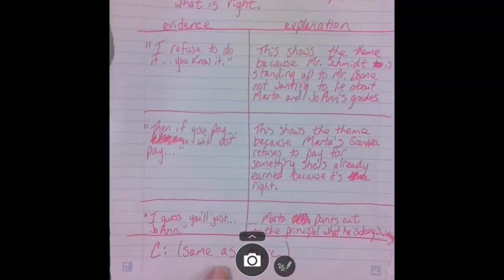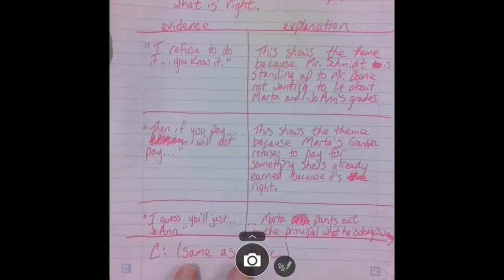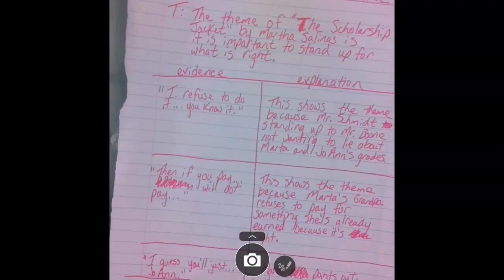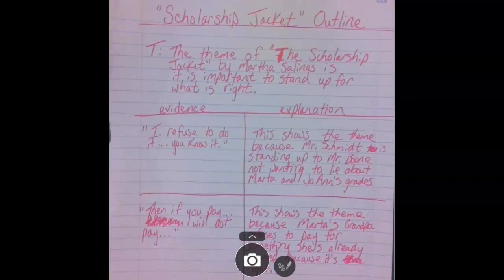I just say same as topic. Okay? So that's how you create a star outline. And then I want to talk a little bit about transition words for your star outline.